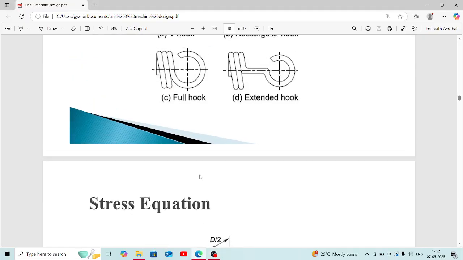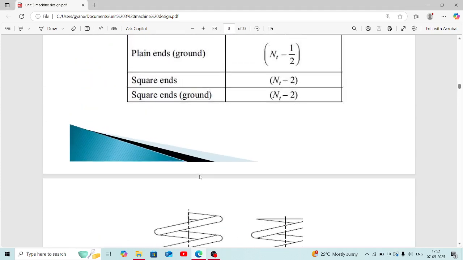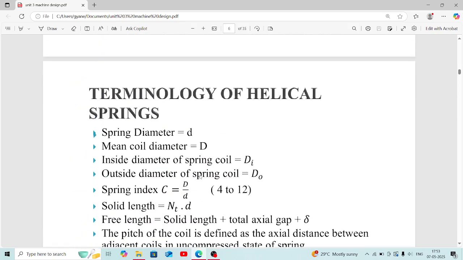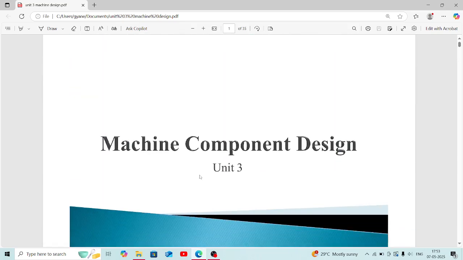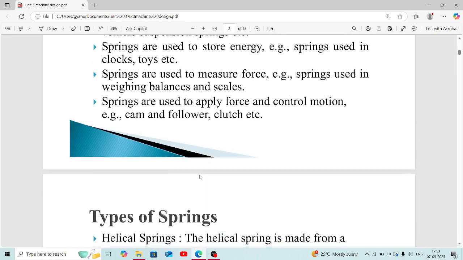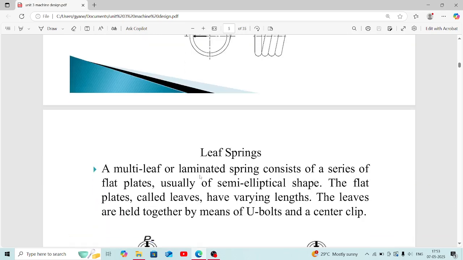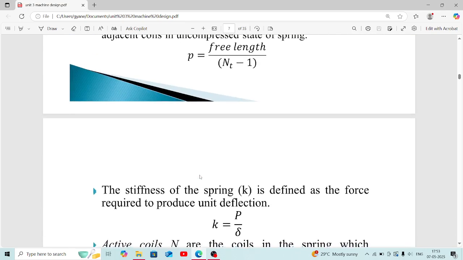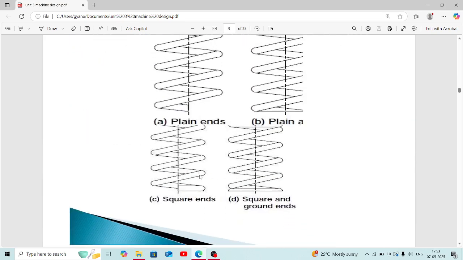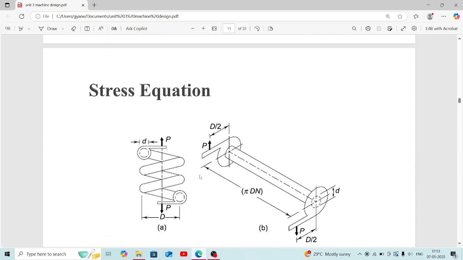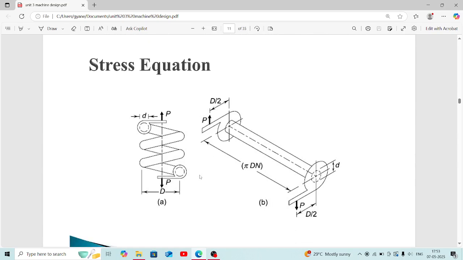So we start the session. In the earlier class we covered what is a spring and the types of springs. So I will discuss the stress equation in a spring.